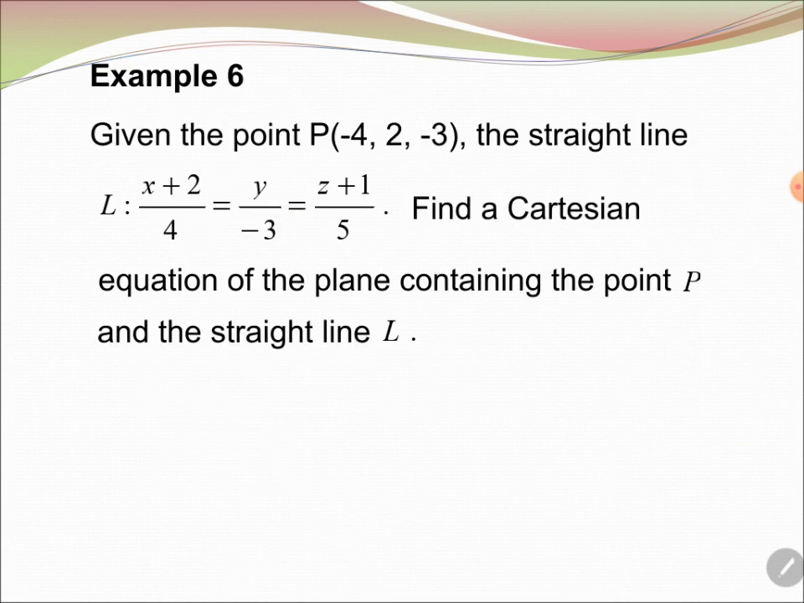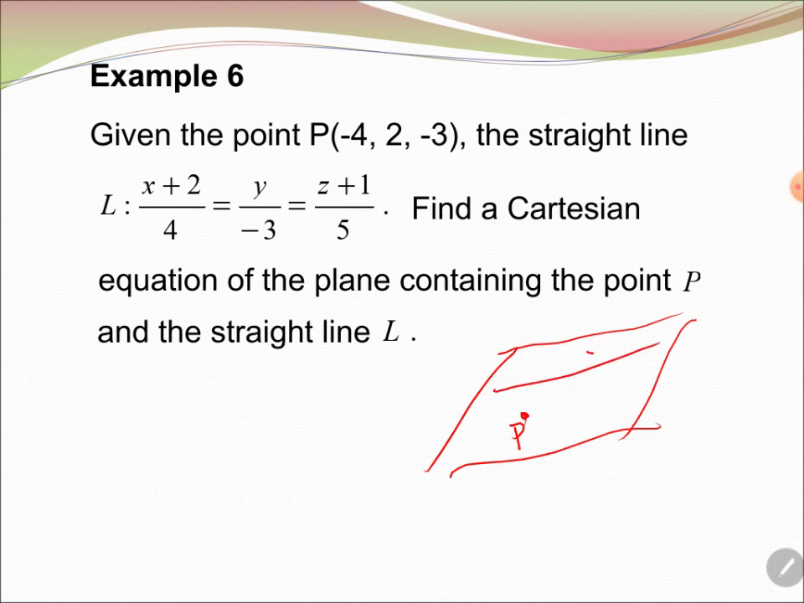Example 6. Okay, so given the point P and the straight line L, find a Cartesian equation of the plane containing the point P and the straight line L. So we have point P on the plane, and then we also have the straight line L on the plane.